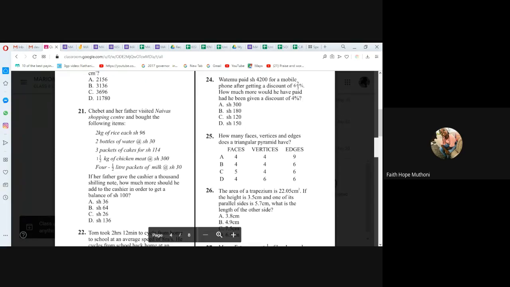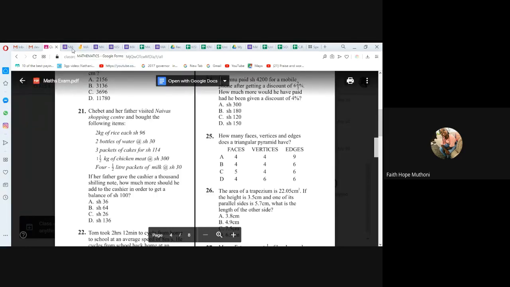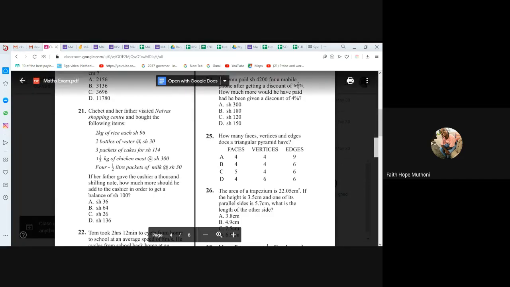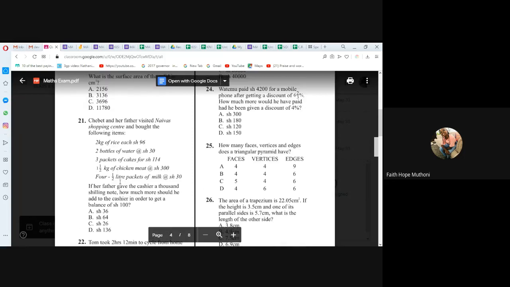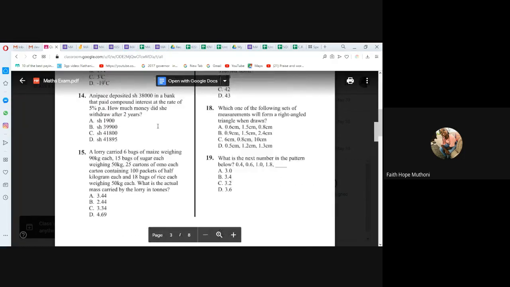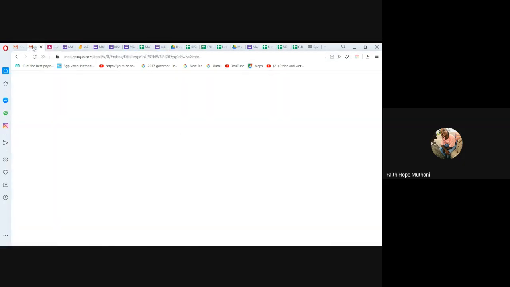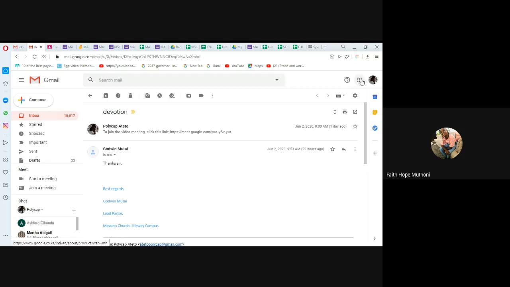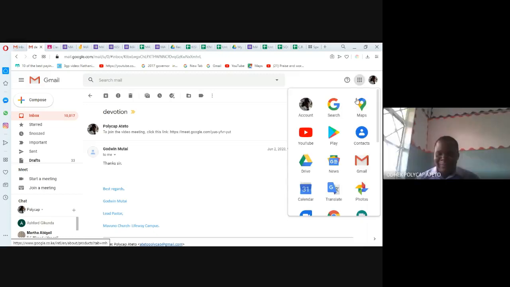He's saying if her father gave the cashier a 1,000 shilling note, how much more will he add to the cashier in order to get a balance of 100 shillings? So the total you got from the bill, you subtract from 1,000, because you want to be given change. Then you do 1,000 minus that bill. What have you gotten?